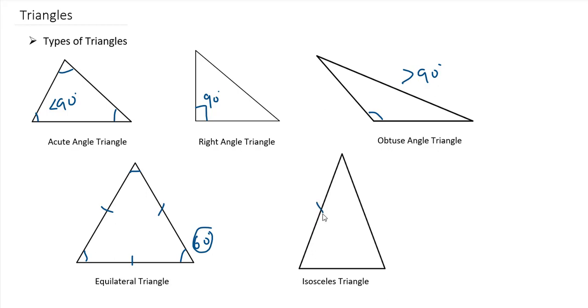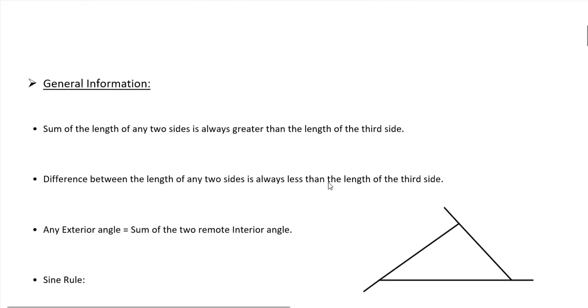If the length of any two sides are equal, then such a triangle will be called an isosceles triangle. Also, the angles formed by the two equal sides with the third side will also be equal. So these two angles will also be equal. Alright, we'll discuss in detail the properties of these three triangles: the right angle triangle, equilateral triangle, and isosceles triangle. Let us now move ahead.